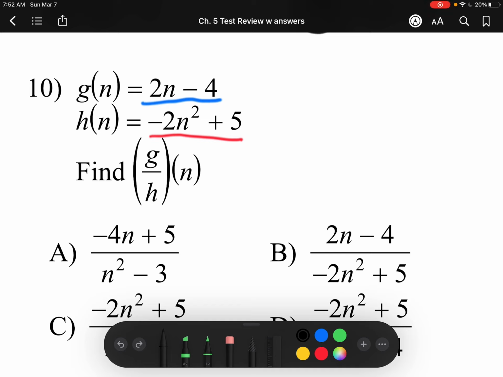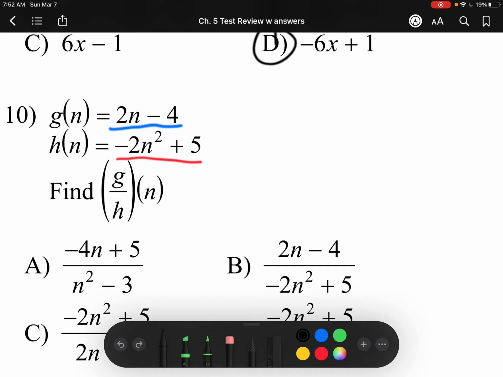So what we're doing here is dividing g of n by h of n. Right, this tells us g divided by h of n. So what we're going to do is put function g over function h, right? So function g is 2n minus 4 over 2n squared plus 5.